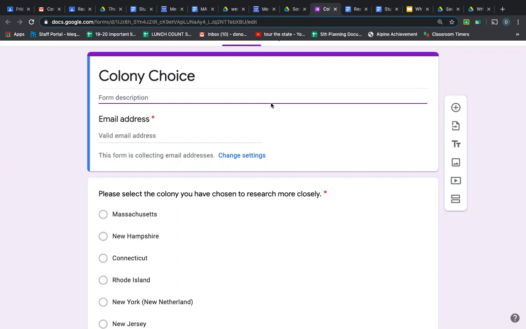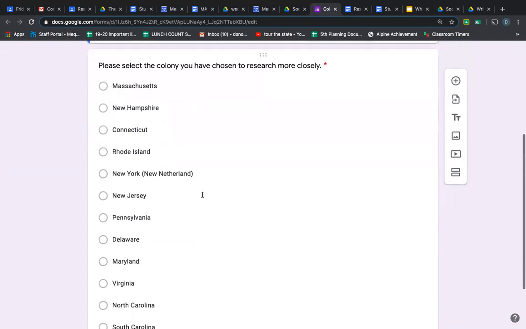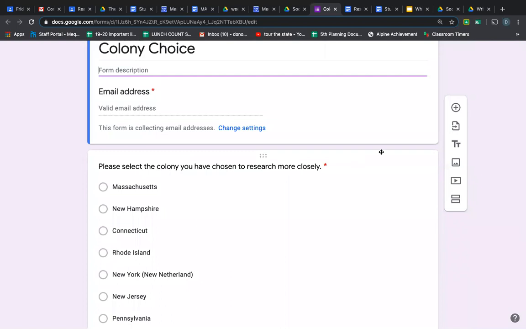You have been researching and learned about the 3 regions and a little about each of the 13 colonies. This week, you will select one colony to research and become an expert on. You're going to show us your choice on this Google form called Colony Choice, selecting one of the colonies that you want to research more closely. We will get that information and have it to use throughout this week.